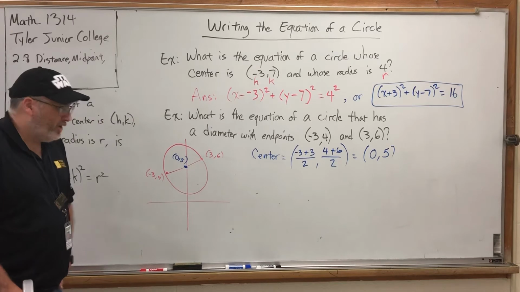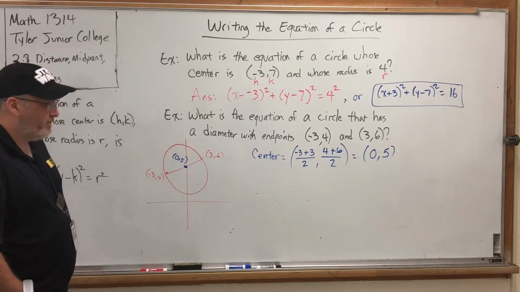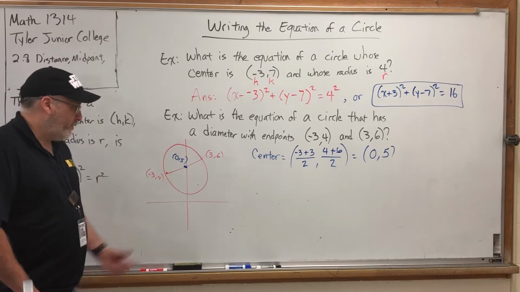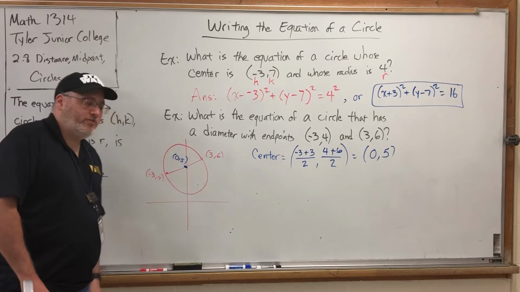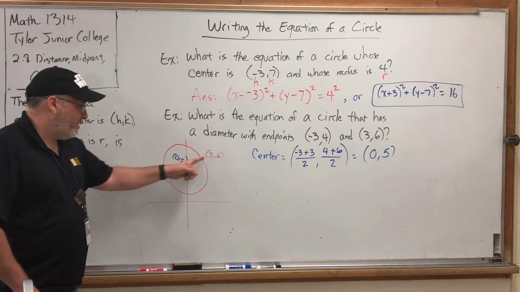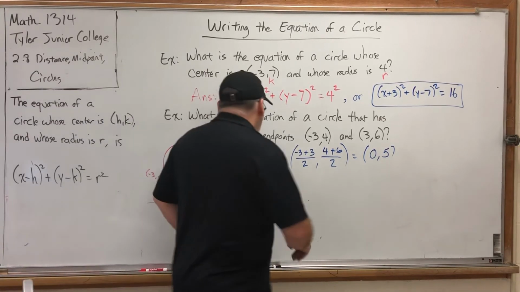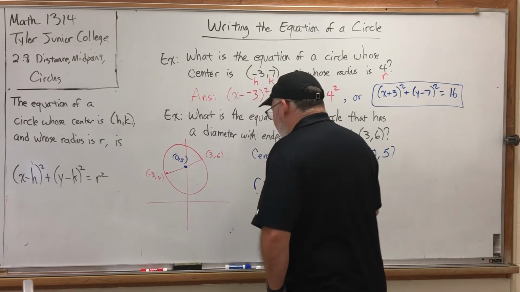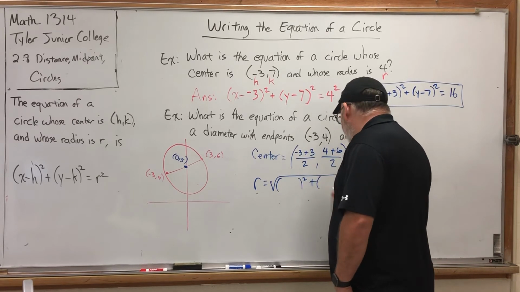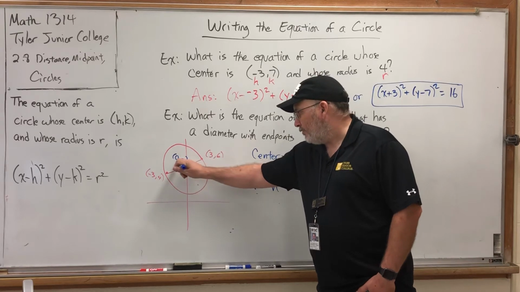But we still don't know the radius. But by definition, isn't the radius just the distance between the center and any point? So if I found the distance here, I could find the radius. I could have found the radius first before I knew the center, because I could have found the distance across the diameter and cut it in half. But either one will work. So let's find the radius by doing the distance formula on any 2 points that make a radius. Let's use 0, 5 and 3, 6.